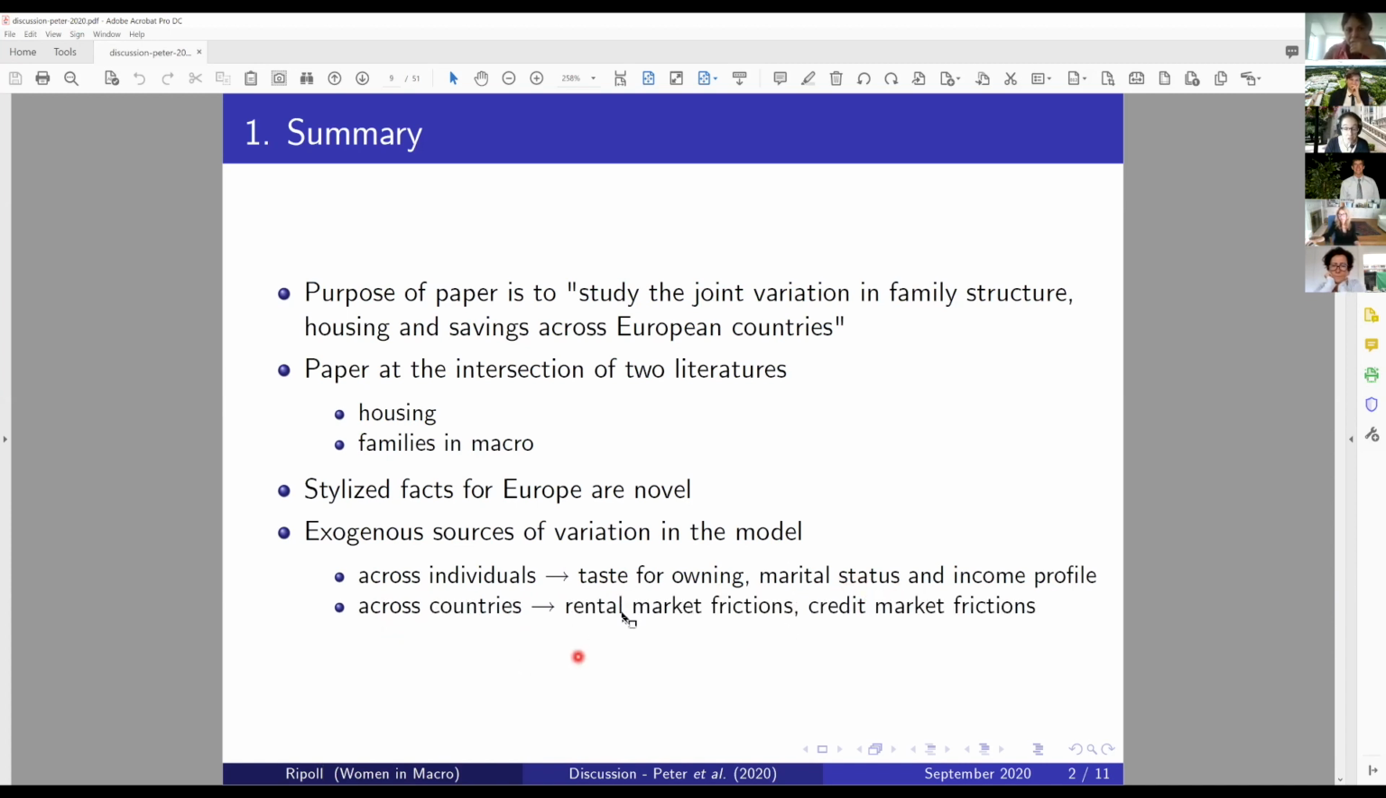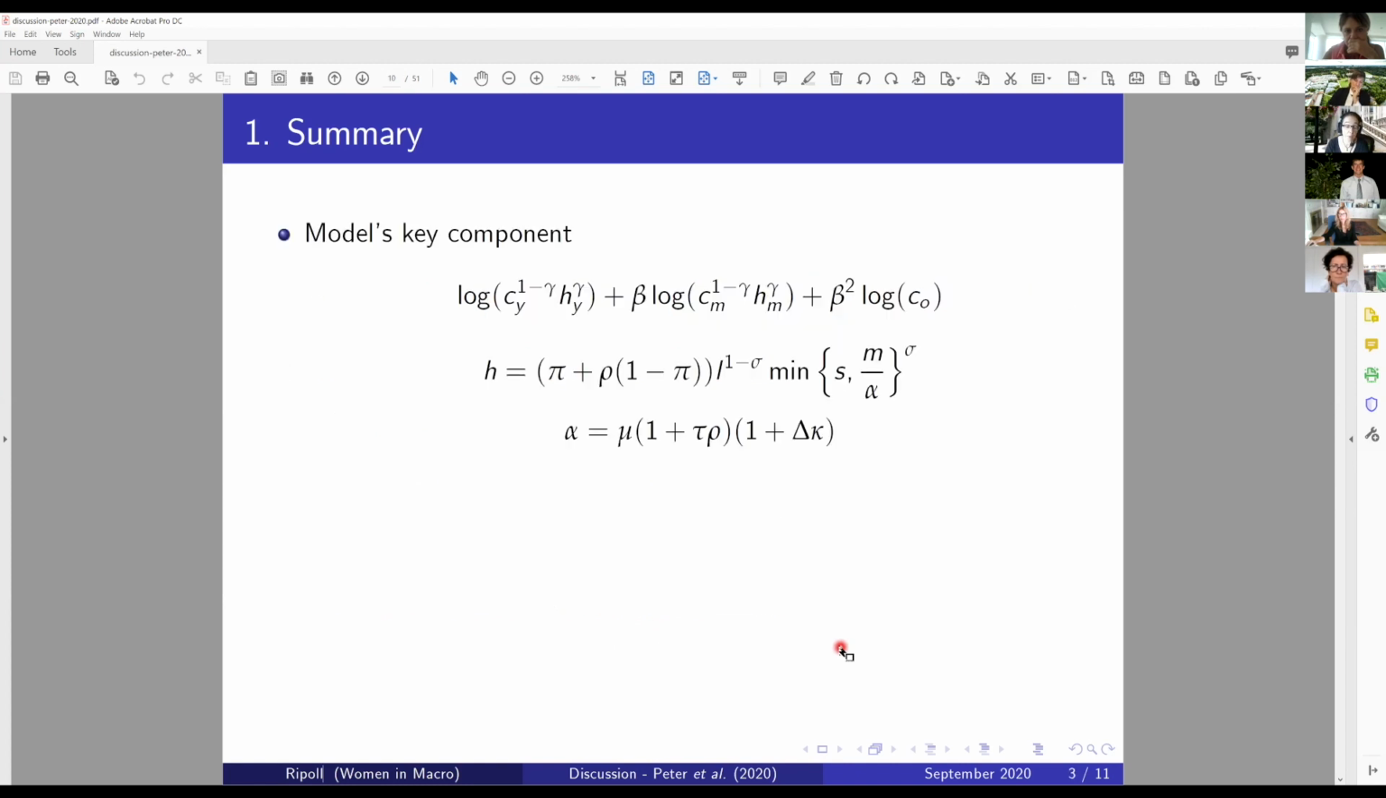And then across countries, the emphasis of the model is on differences between rental market frictions and credit market frictions. So it's a nice set of variation both within countries and across countries that the model incorporates. So let me just take a few seconds here to show a little bit what I think is the key model's component, and that's something Alessandra just mentioned as well.